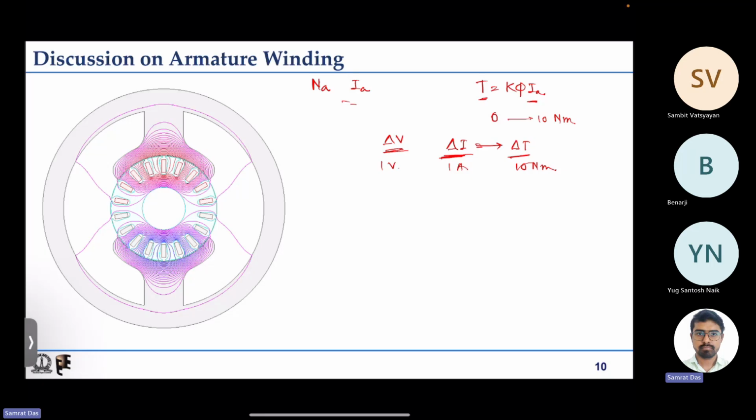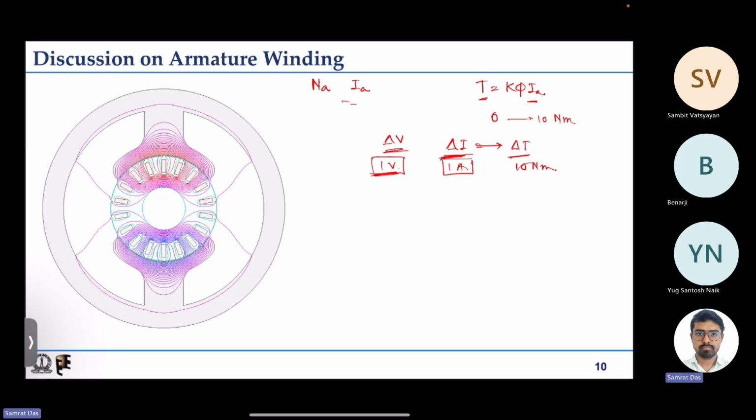We cannot actually have 5 newton meter torque produced out of this machine, provided our minimum voltage change is 1 volt, and the corresponding current change is 1 ampere. That is the argument that I am giving.